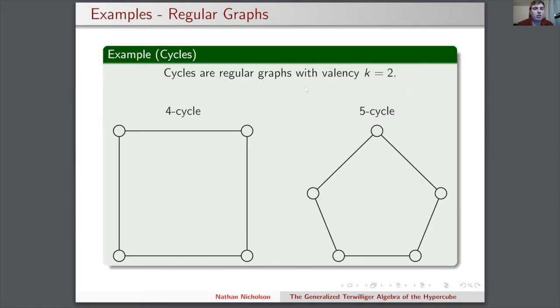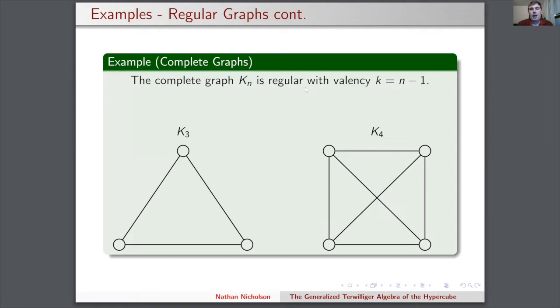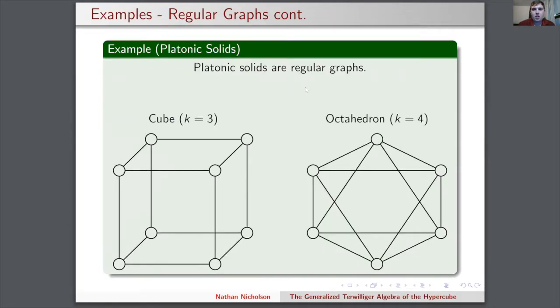Okay, so some quick examples. We can see that cycles are regular graphs. The valency would be 2. You can see the 4 cycle and the 5 cycle pictured there. The complete graph on n vertices would also be regular. In that case, the valency would be the number of vertices minus 1. You can see K3 and K4. Platonic solids would also be regular graphs. The cube and the octahedron are pictured there. In those cases, the valencies would be 3.